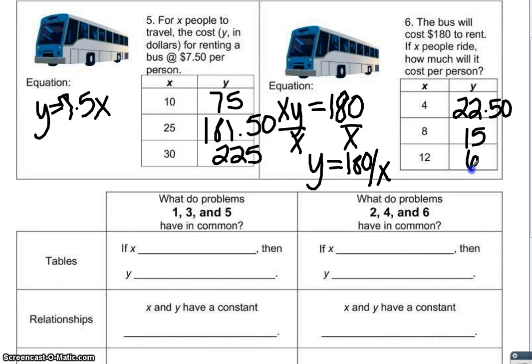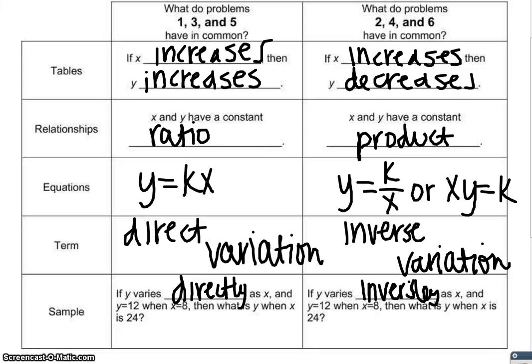Okay, let's look at the definitions. It says, what do problems 1, 3, and 5 have in common? If x increases, then y also increases. x and y have a constant ratio. So my equation in those problems was y equals kx, where k is your constant. The term we're going to use is direct variation. My sample question says if y varies directly as x and y equals 12 when x equals 8, then what's y when x equals 24? I want you to try and practice using that sample problem.